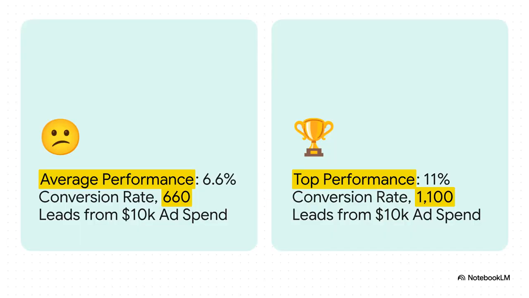Now, this isn't just about tweaking for a few extra percentage points. The real-world impact here is huge. Let's say you're spending 10 grand on ads. With average performance, you're getting about 660 leads. But with top-tier performance, you're getting 1,100 leads. That's for the exact same ad spend. We're talking about 440 extra potential customers month after month without spending 1 cent more on traffic. The stakes couldn't be higher.